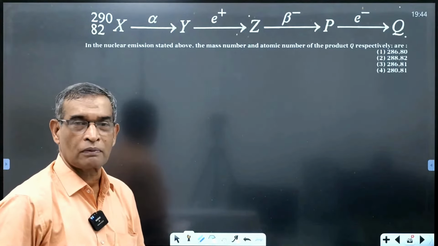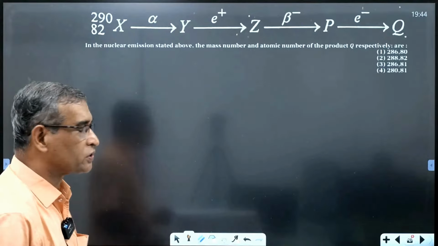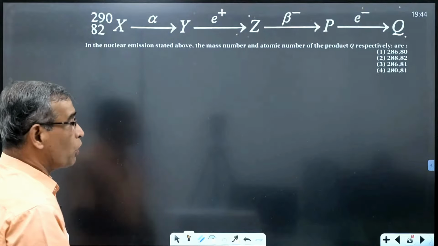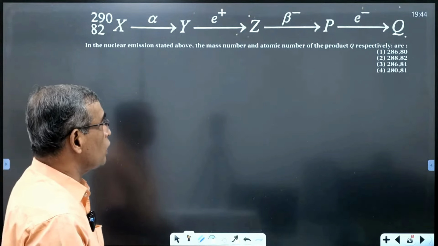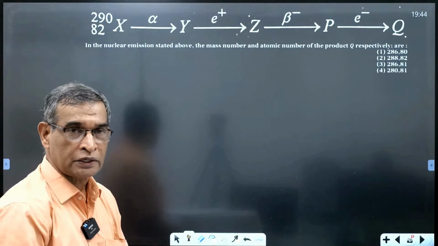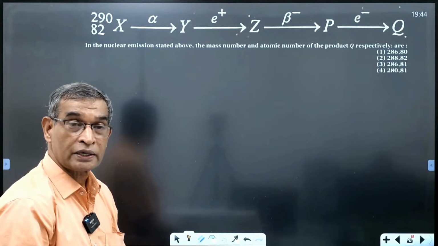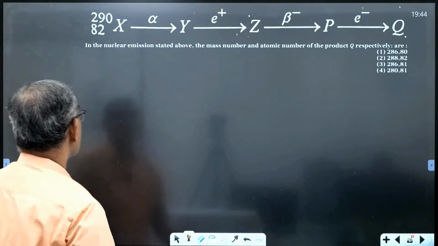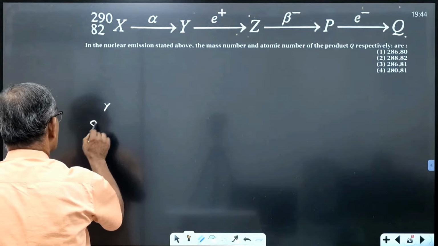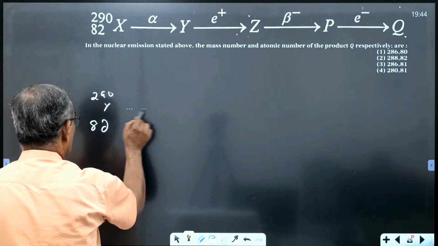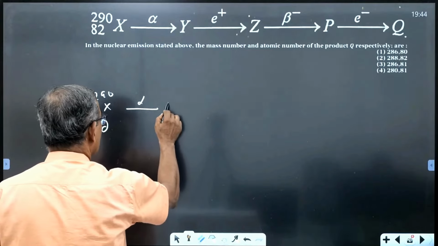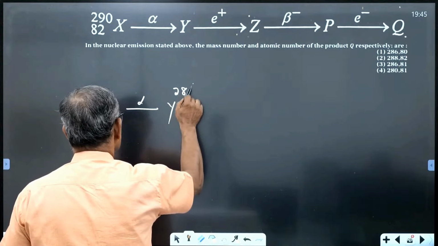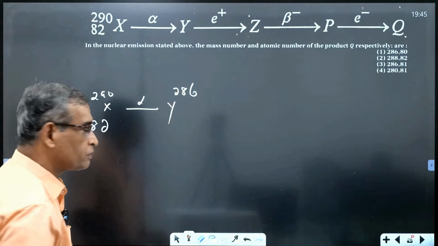Now this is a nuclear radioactive decay process. You can see that the original parent is given. In the nuclear emission stated above, the mass number and atomic number of the final product are asked. You know, in nuclear reactions, mass number is conserved, atomic number is conserved. That is what we are going to apply. Here you can see X 82, 290 undergoes alpha decay. You get a Y. In alpha decay, mass number decreases by 4, so it is equal to 286, and the atomic number decreases by 2, it becomes 80.